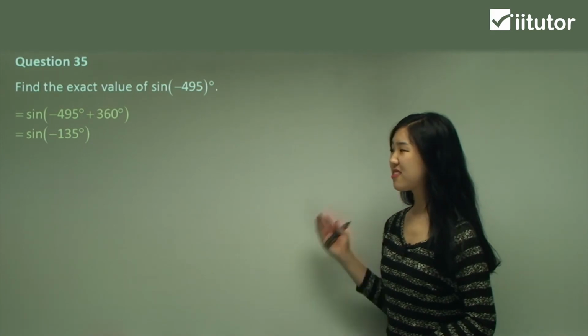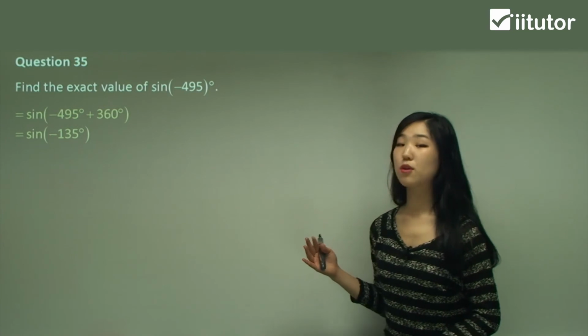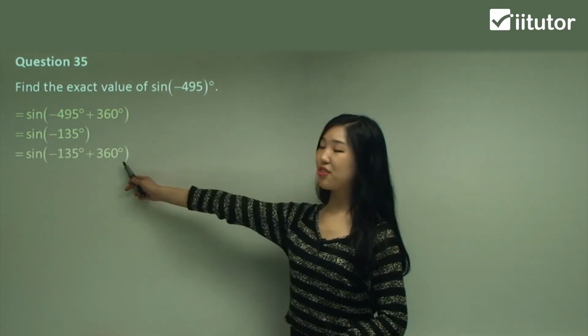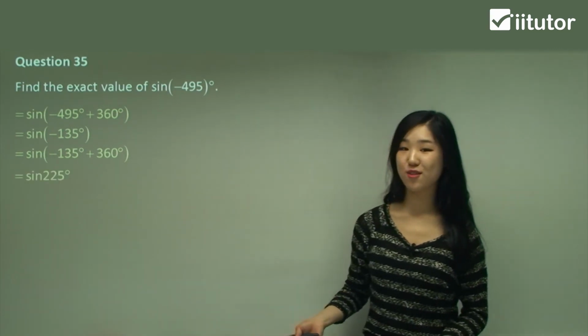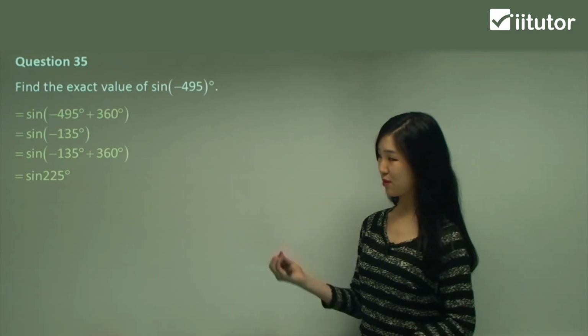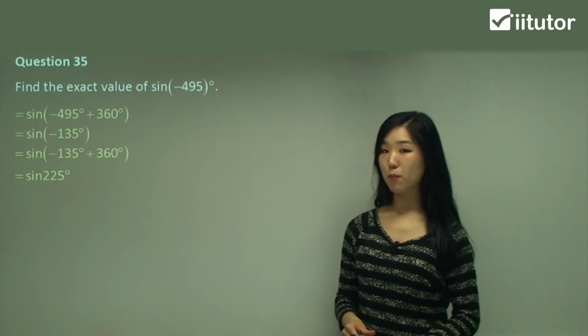But this time, you still see the negative sign. I don't like having negative values. So I'm going to add one more period. Let's try adding another 360 degrees, and this will make sine positive 225 degrees. So now I have a positive answer, which is good. I've got the positive input, so I don't have to worry about adding any more periods.